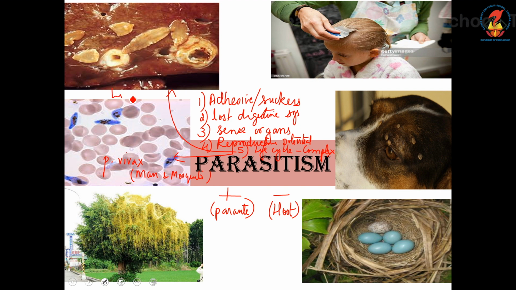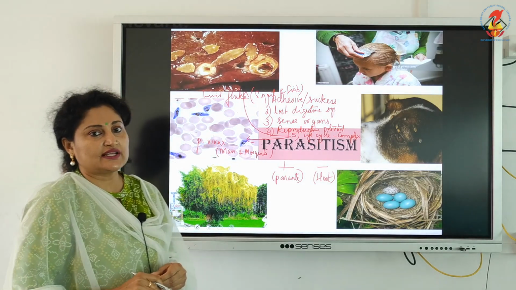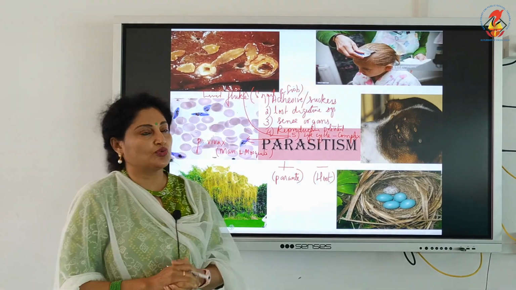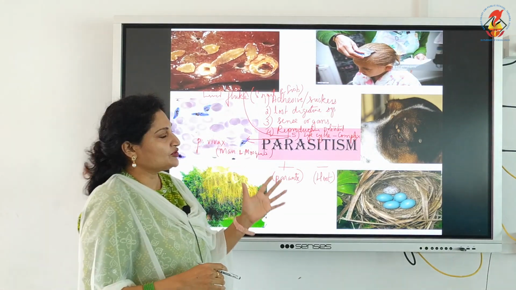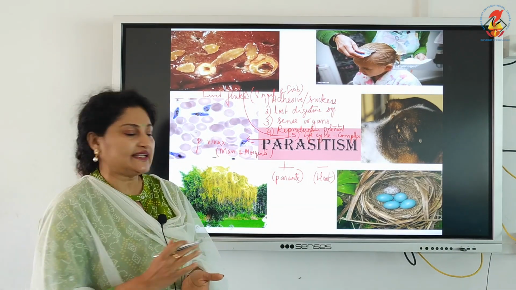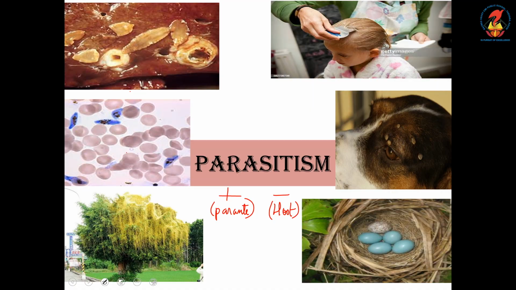Then liver fluke. The picture above is indicating liver fluke. The two hosts are snail and fish. So as I told you, they have a very complicated life cycle involving at least two hosts. So now we are going to look into ectoparasites and endoparasites.